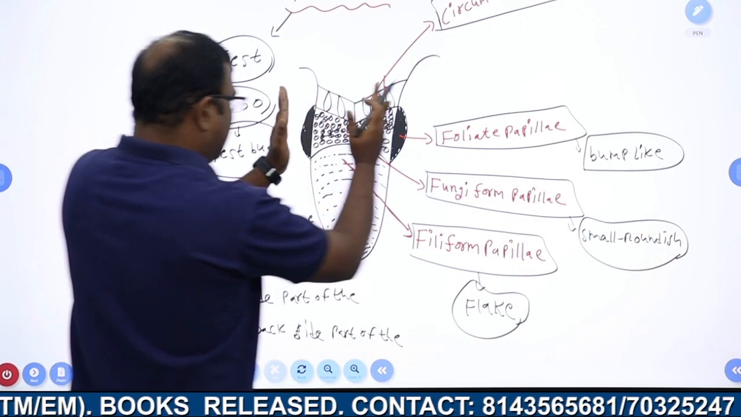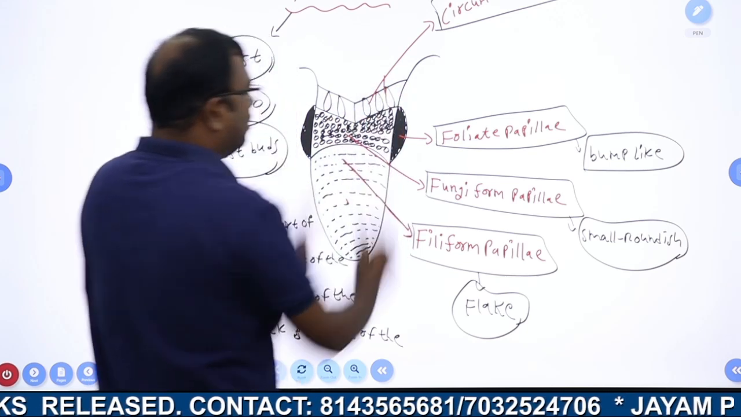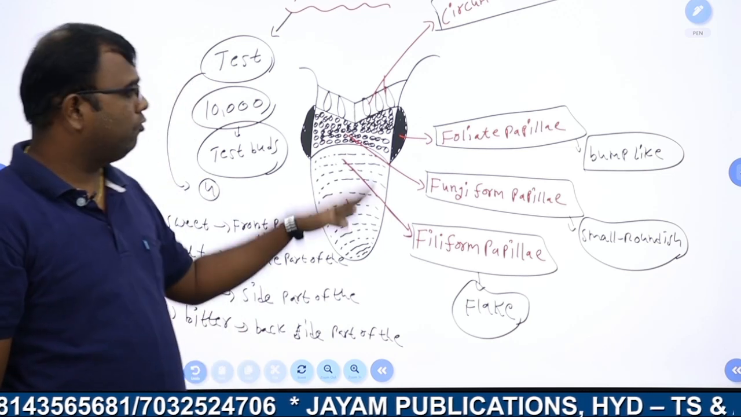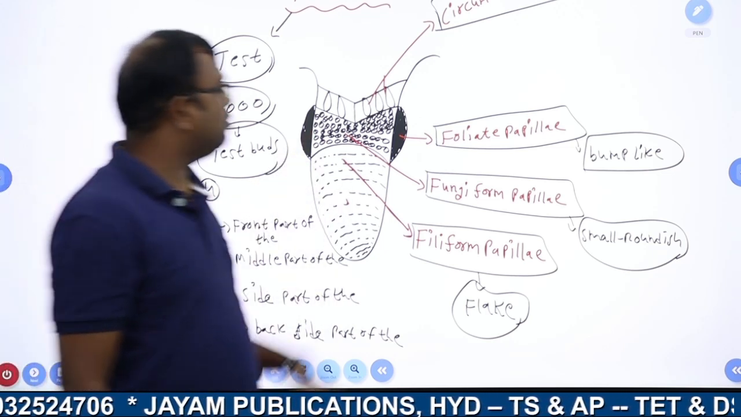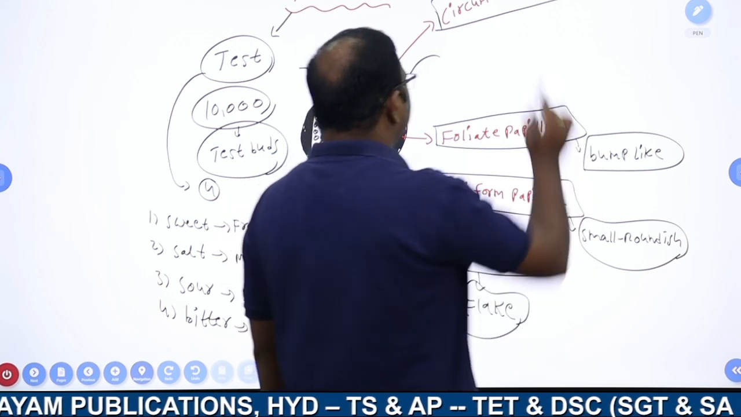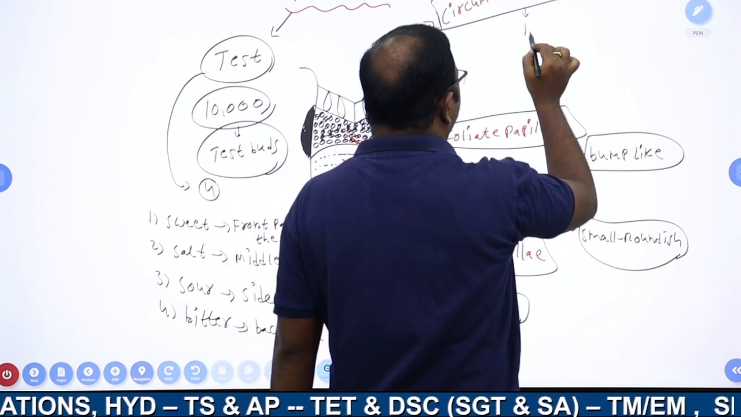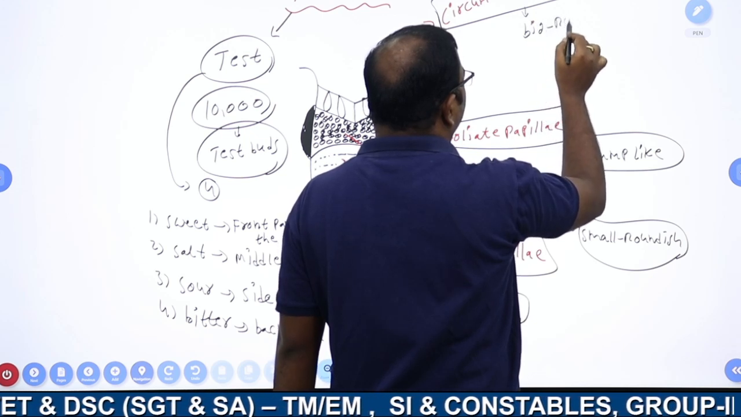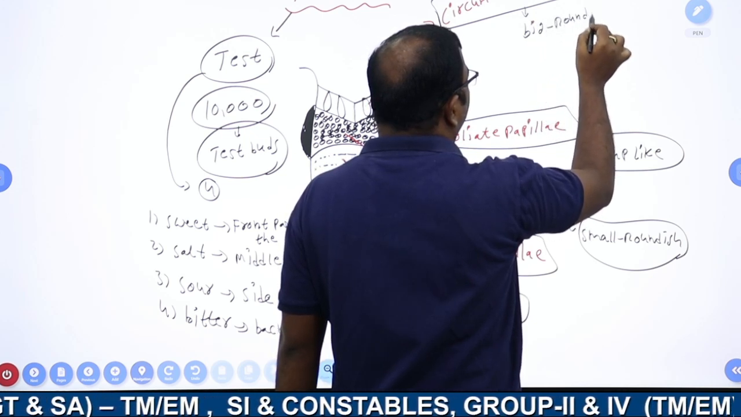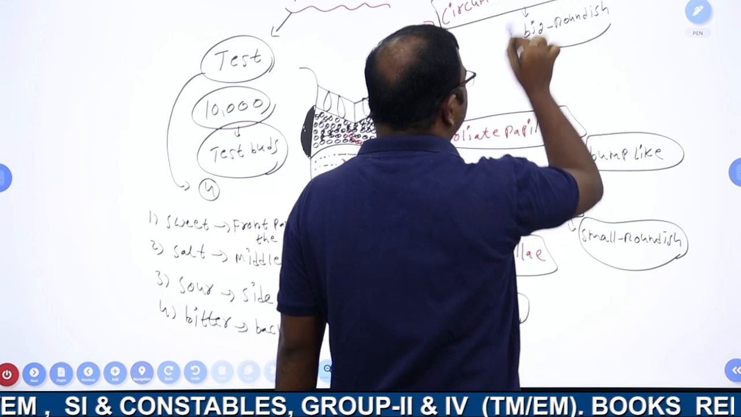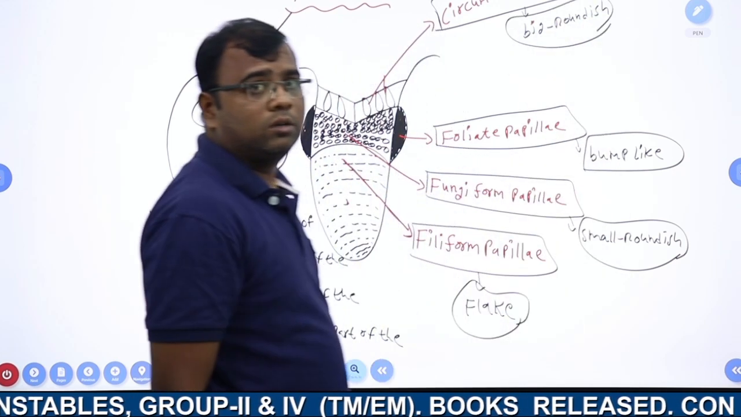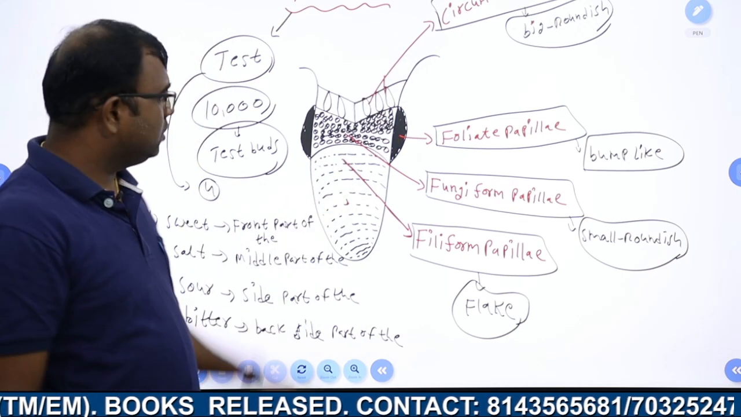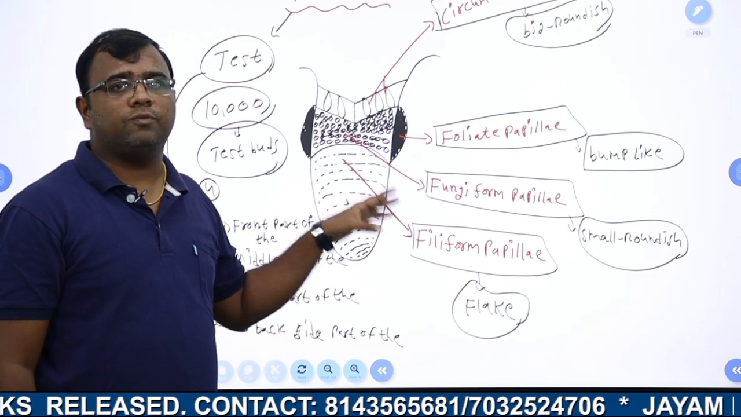This is the fungiform papillae. It looks like a bump-like structure, also called foliate papillae. And the next part goes to circumvallate papillae. It is this big roundy structure, that is also called circumvallate papillae. This is a very important part of the tongue.